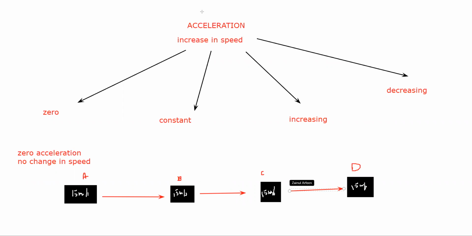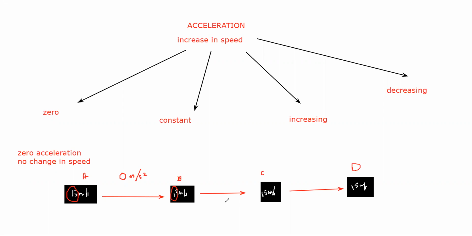What is the change in speed from A to B? At A it was 15, at B it is also 15. If there is no change in speed, if the speed of the object is not changing, we say the object has zero acceleration. So it will be 0 meters per second squared.